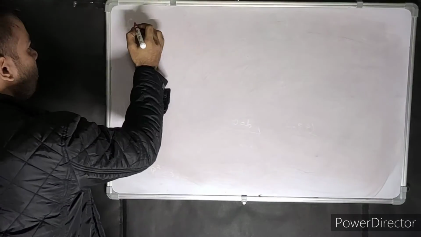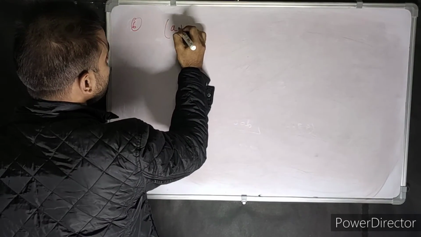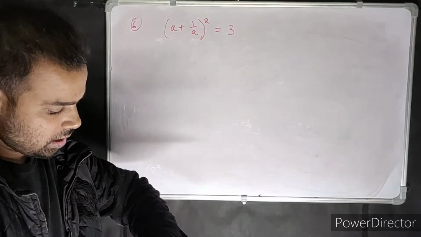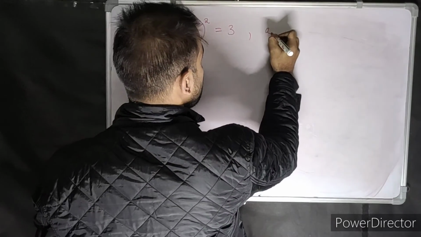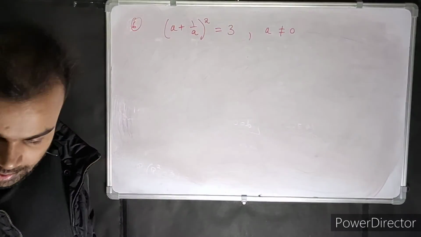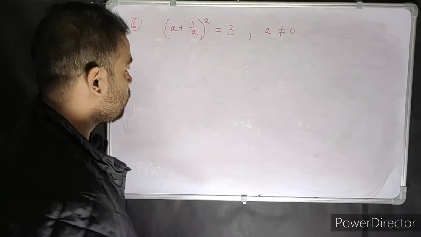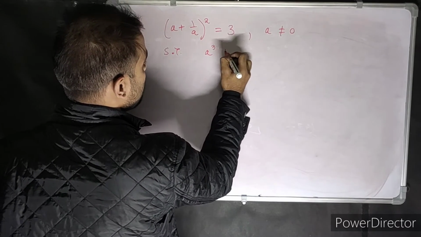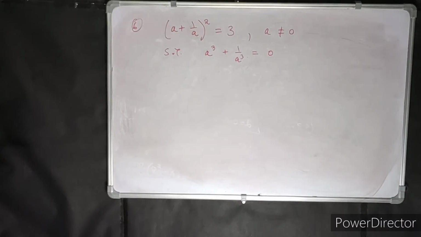Question number 6, last question for today. It's given a plus 1 by a whole square is equal to 3, and of course a is not equal to 0. Show that a cube plus 1 by a cube is equal to 0. This is what you have to show.